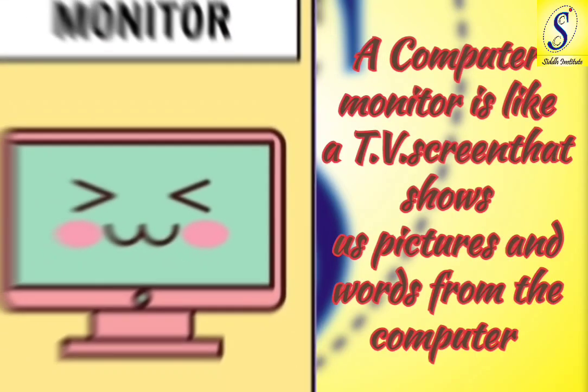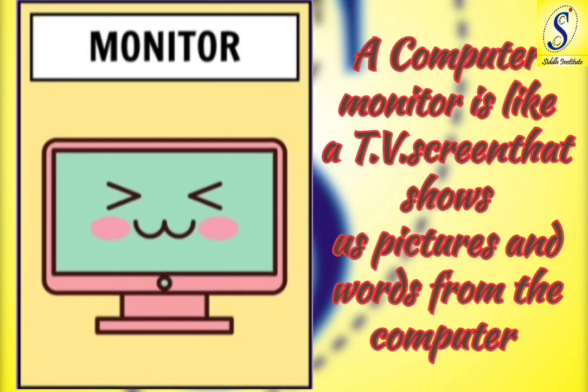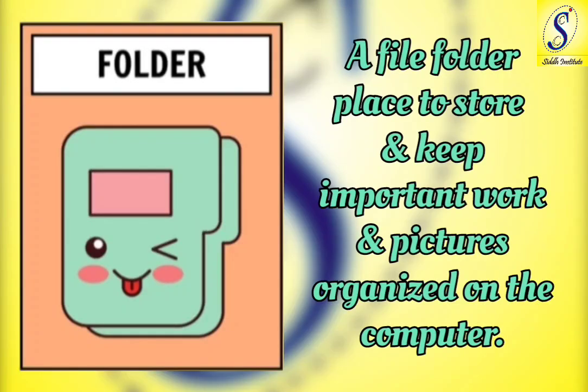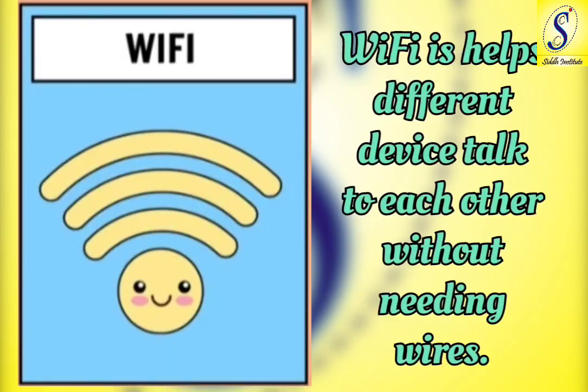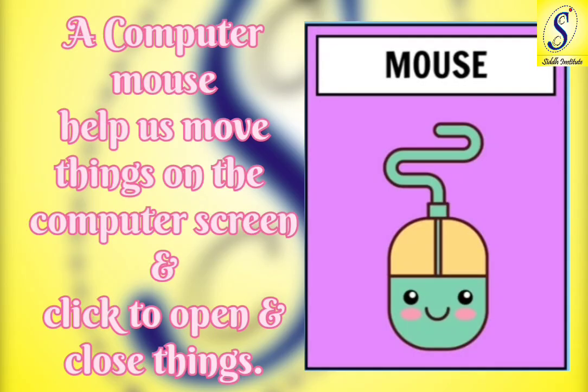A computer monitor is like a TV screen that shows us pictures and words from the computer. A file folder is a place to store and keep important work and pictures organized on the computer. Wi-Fi helps different devices talk to each other without needing wires. A computer mouse helps us move things on the computer screen and click to open and close things.